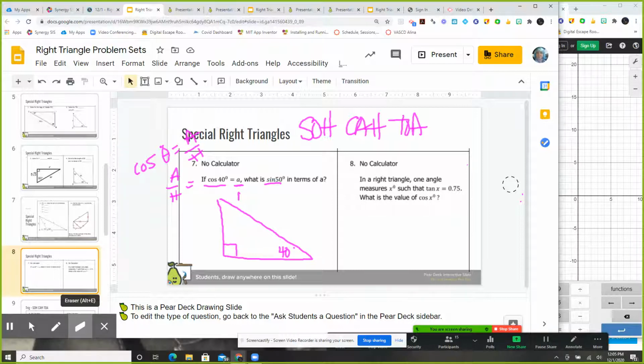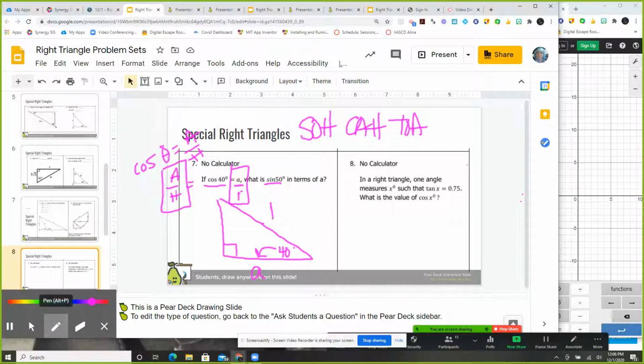So what I'm trying to do is make this A into a fraction, so it matches my A over H. Can I do that? So the A is going to be my adjacent side. So this is my adjacent side, so I'm going to make that A. And my hypotenuse is 1. I'm just taking that ratio and applying it to my picture.